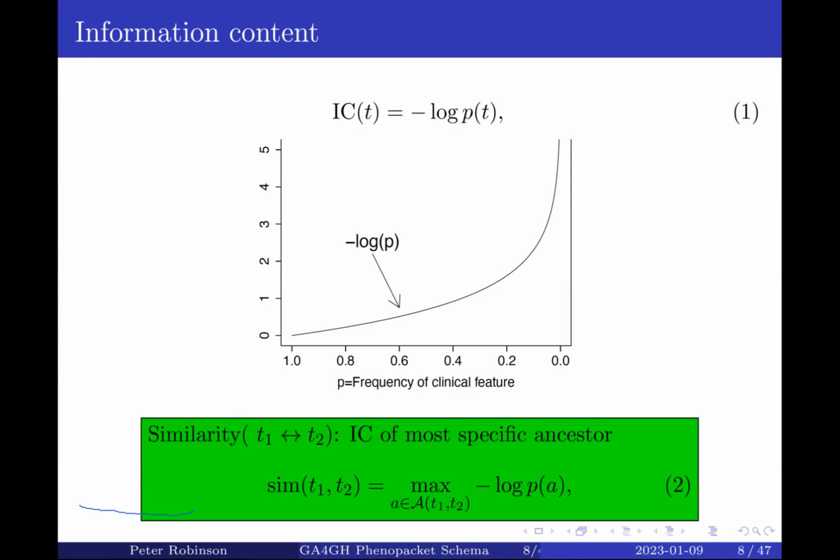If you take the negative logarithm of that, you get an information content of 4. If 10 of these diseases have that, the frequency is 1 in 1,000 and your information content is 3. There are mathematical reasons why this is a good way to represent the amount of information you get from a certain observation.